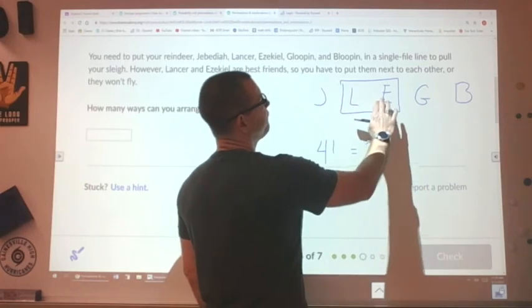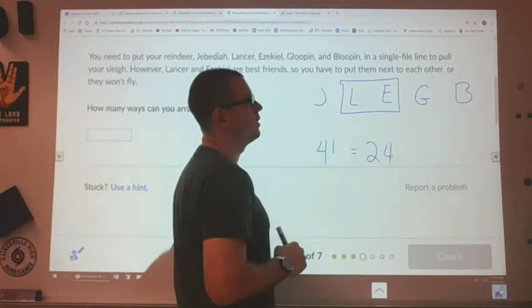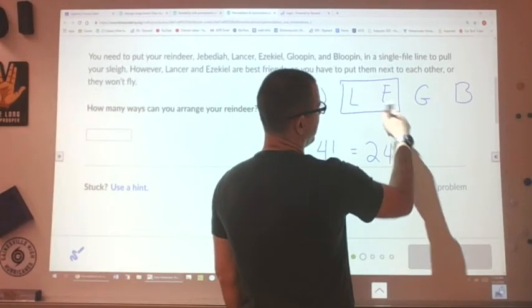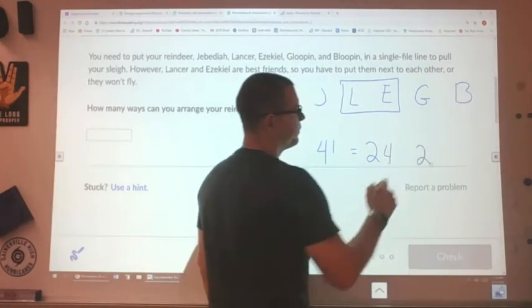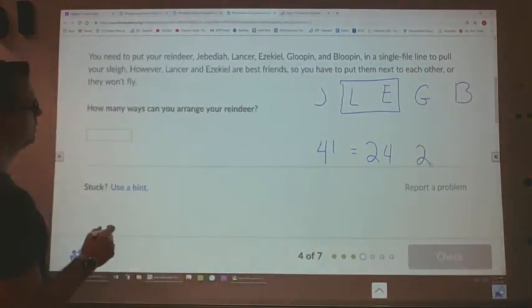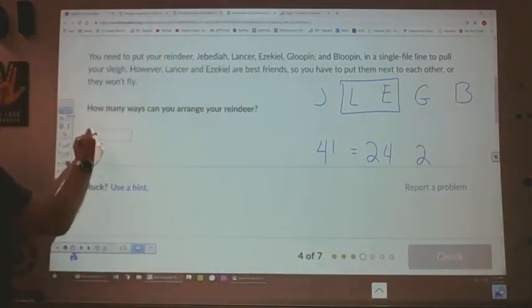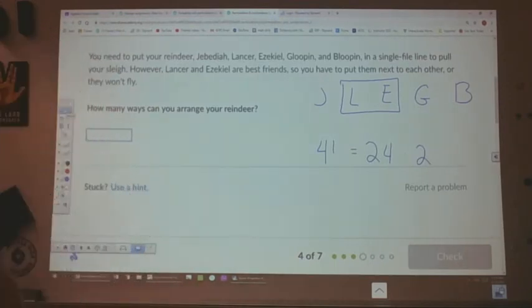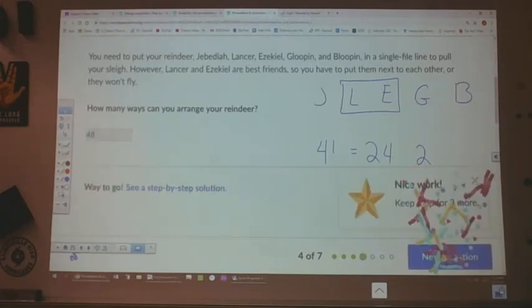So there are 24 different ways to arrange our blocks of reindeer. And then because we have that, again, we just multiply it by 2. So we're going to end up with 48 different single file lines of reindeer, with Lancer and Ezekiel next to each other, but also able to switch places.